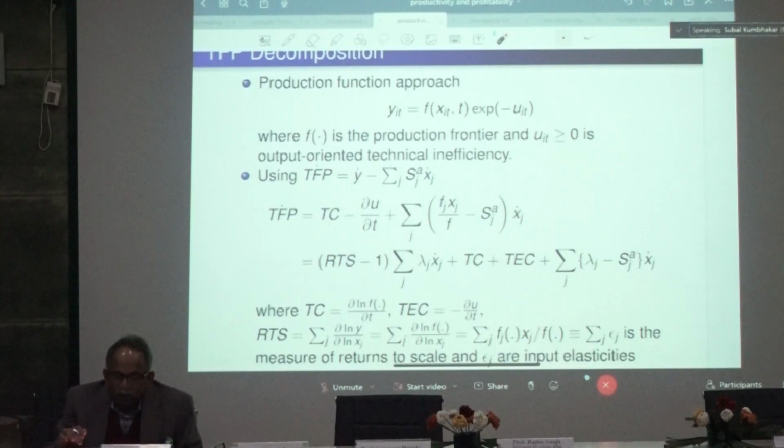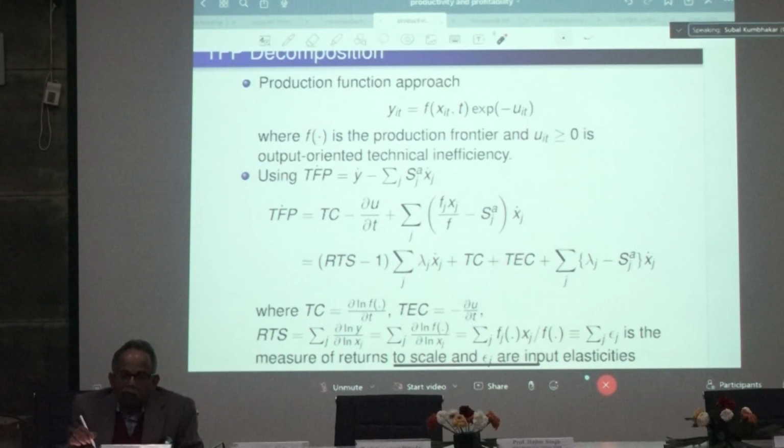And then u is inefficiency. This is output-oriented inefficiency. Now we are using this definition of TFP dot, which is y dot minus this. I just told you that's the standard definition used in the literature. So we'll be using this one to find TFP dot.